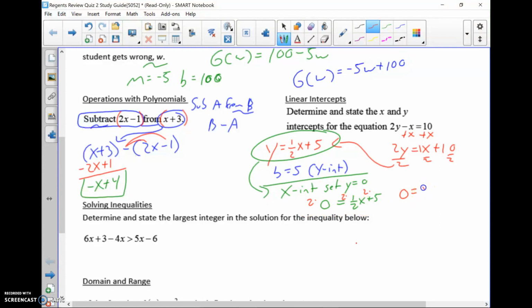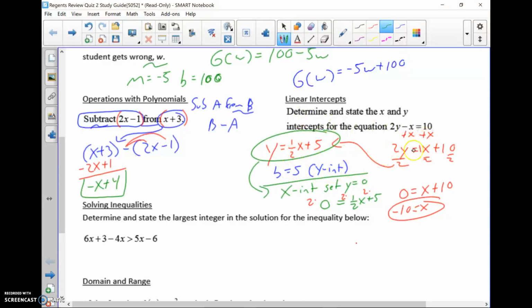2 times a half is just 1x. 2 times 5 is that 10. And then I got a minus 10. Minus 10 equals x. And so that's my x-intercept. So my y-intercept is just the b, and instead of making y 0, I make x 0. Half 0 is 0, so that's why it's just b equals 5.